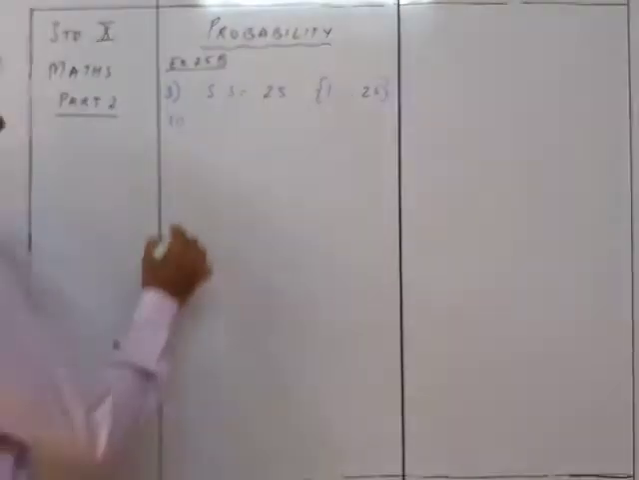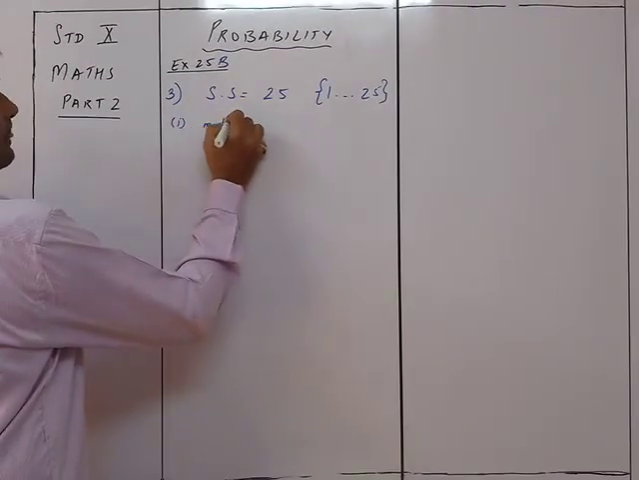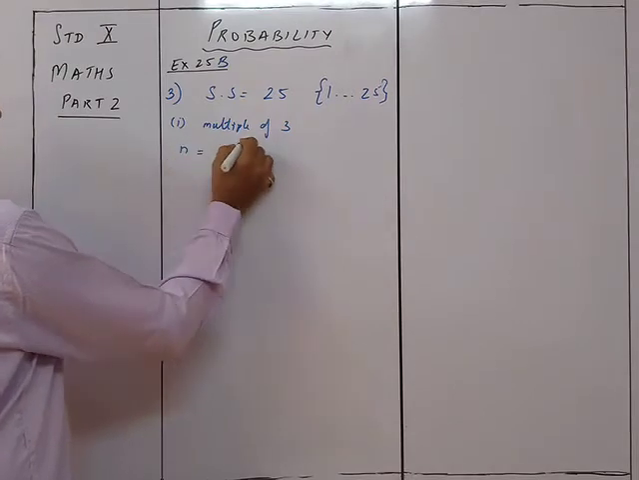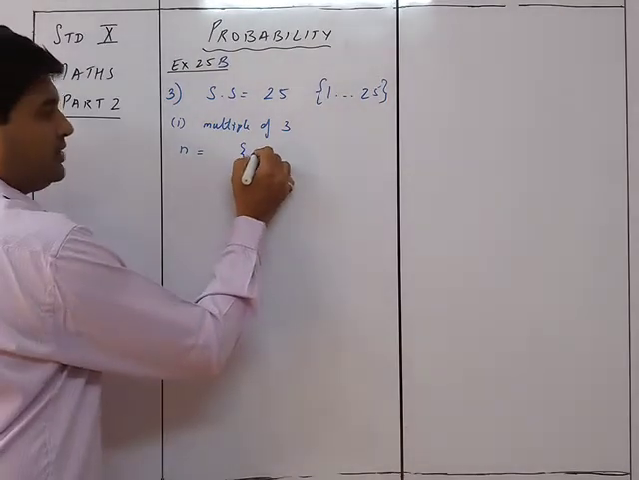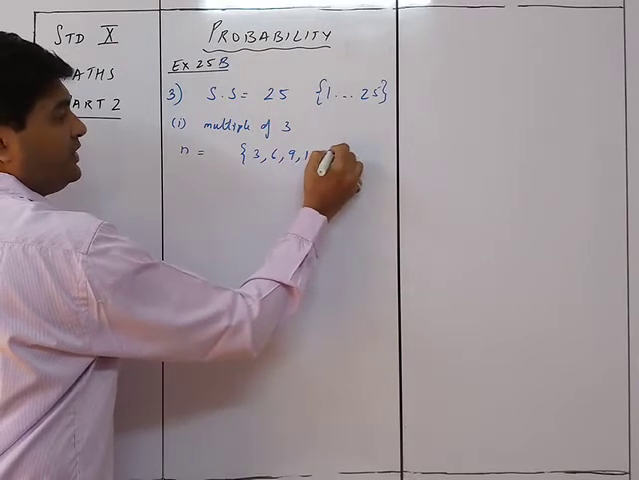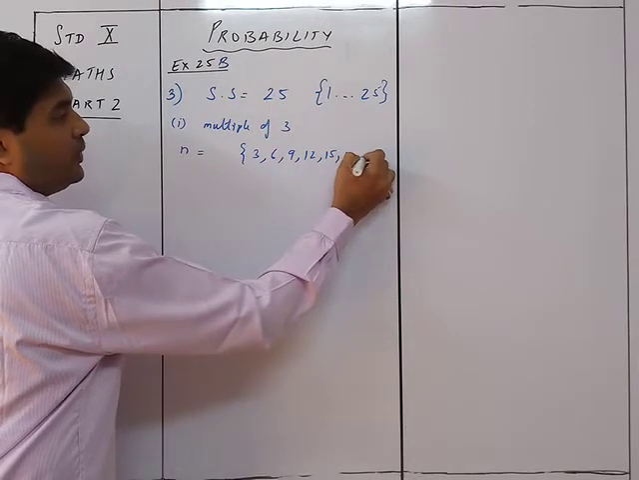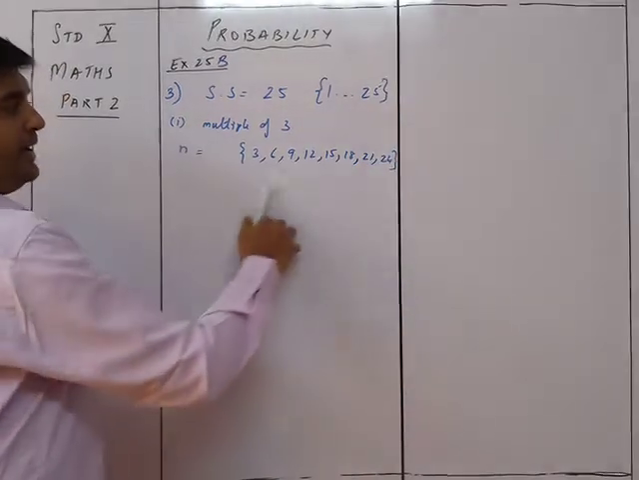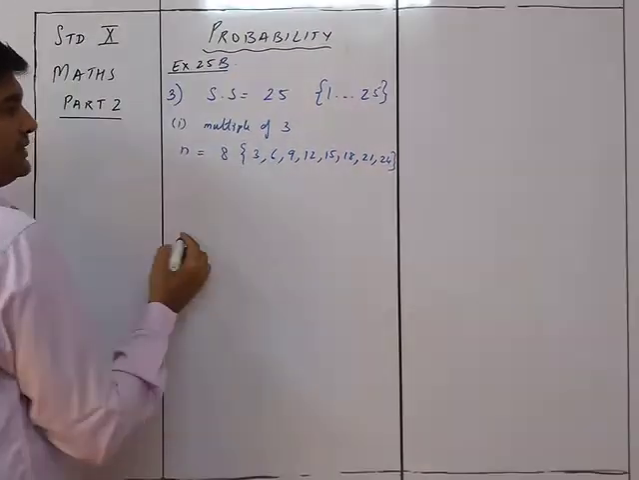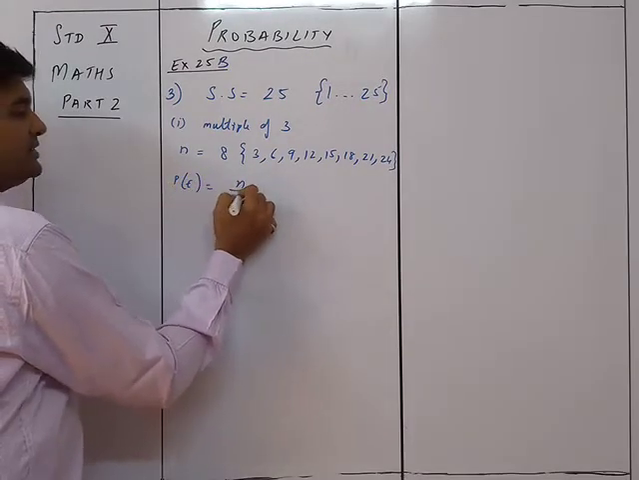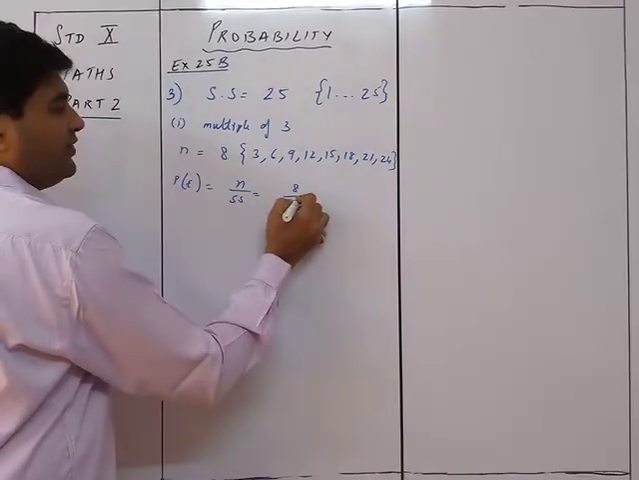So the first one is a multiple of 3. So n will be equal to, we will find out the numbers: 3, 6, 9, 12, 15, 18, 21, 24. That will make it 8. So therefore P(E) will be equal to n upon S, which is 8 upon 25.